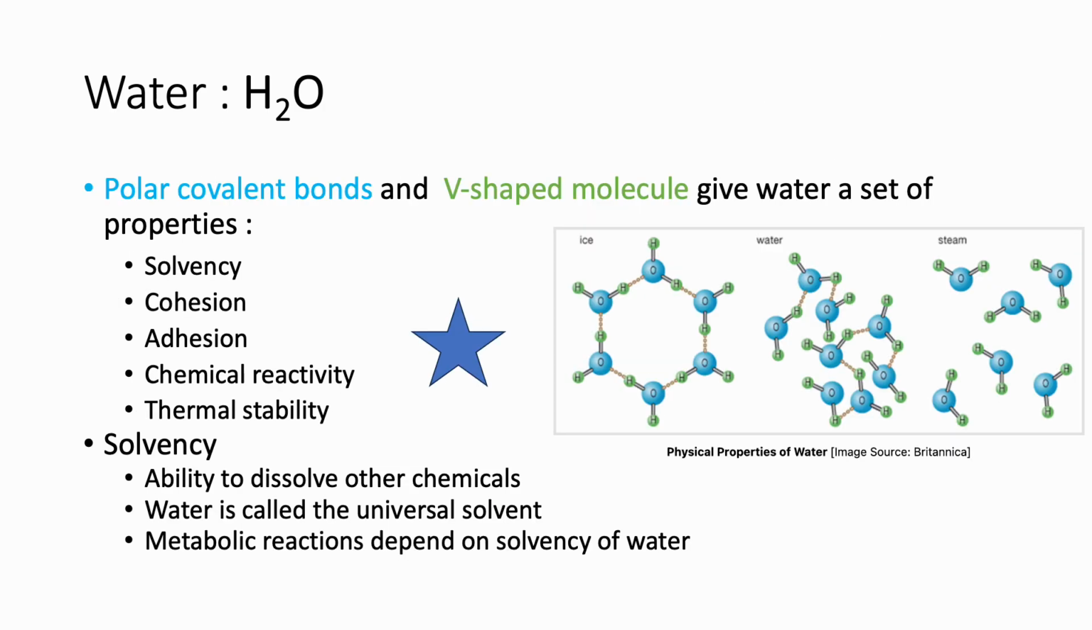And because of those hydrogen bonds, and because of the unique shape of water, water has special properties. So the polar covalent bonds and the V-shaped molecule give water a set of properties. We have the properties of solvency, cohesion, adhesion, chemical reactivity, and thermal stability. And we're going to go through all of them.